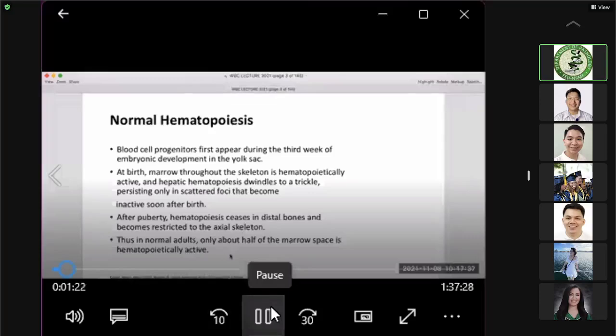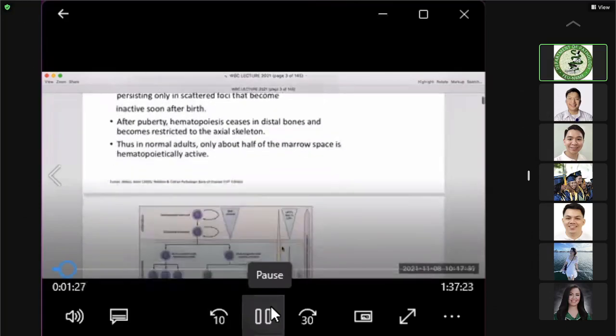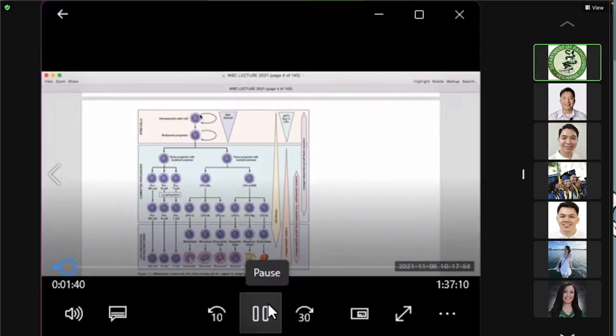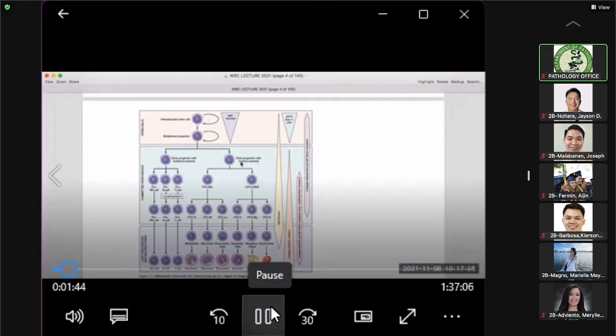So in normal adults, only about half of the marrow space is hematopoietically active. Okay, this is a diagram that shows us the development of the different blood cells coming from initially the hematopoietic stem cell, and there is division into the lymphoid series and the myeloid series. And as you can see there, the endpoint is the formation of mature cells on this side.